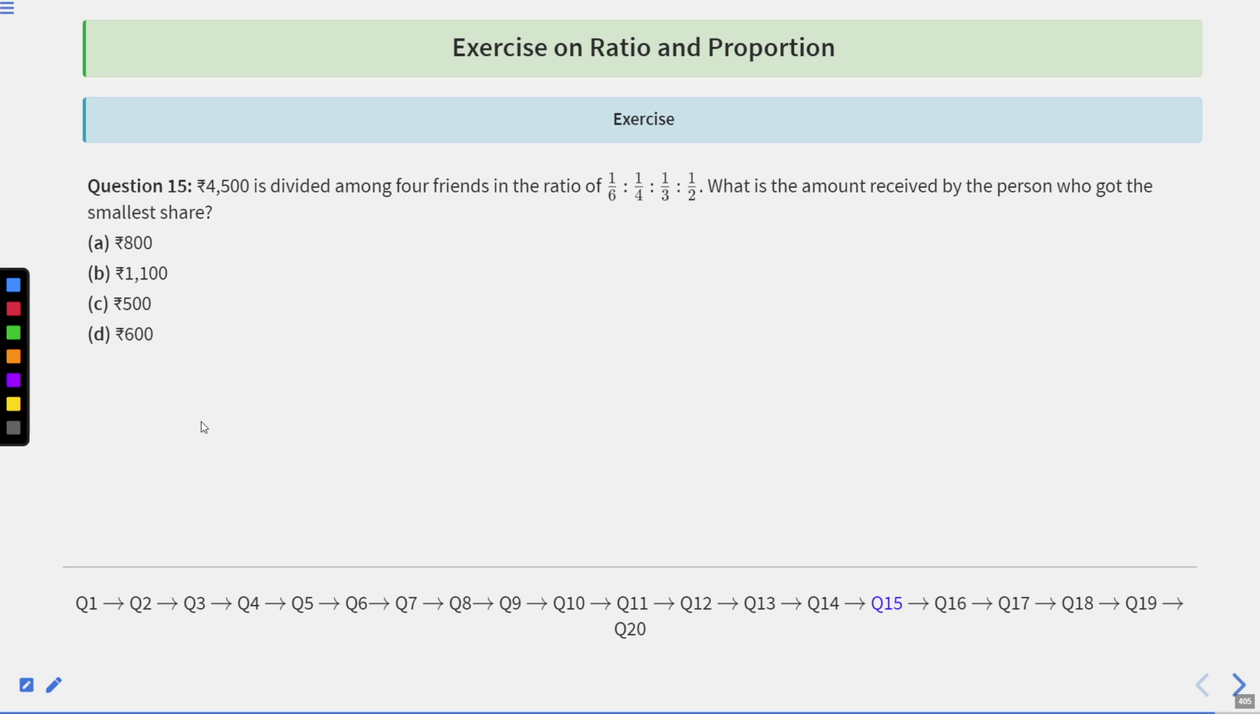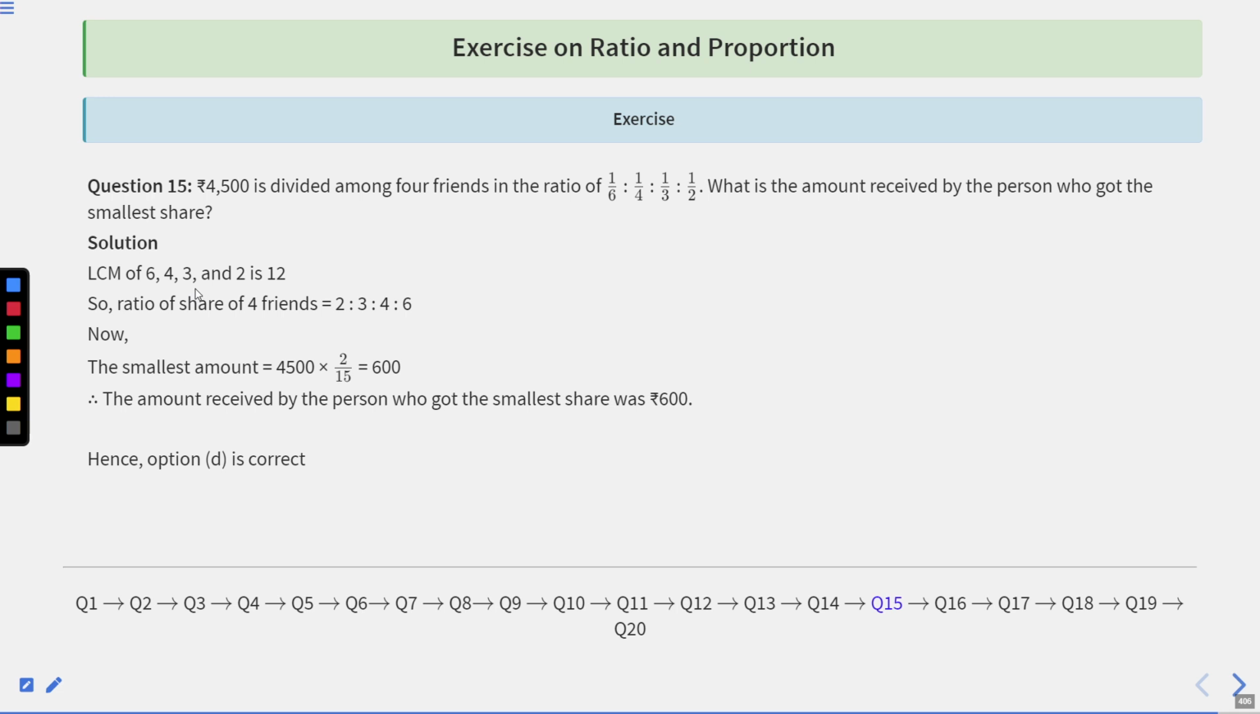Question number 15. 4,500 is divided among 4 friends in the ratio 1 upon 6 is to 1 upon 4 is to 1 upon 3 is to 1 upon 2. What is the amount received by the person who got the smallest share?